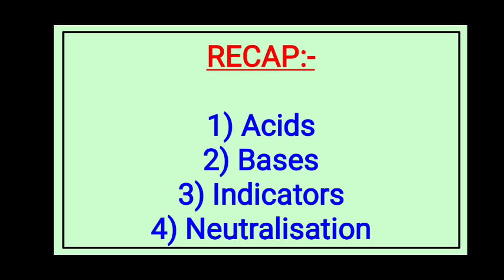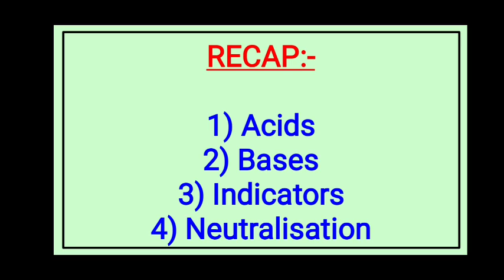Then we had also studied about indicators. Now, what were indicators? Indicators were those substances which, when added to acids or bases, there was a change in color which was seen. There were two types of indicators: laboratory indicators and domestic indicators. The indicators that were found at home were domestic indicators like turmeric, radish, cabbage, etc. Now, the laboratory indicators that we had seen were litmus paper, phenolphthalein, methyl orange, etc.